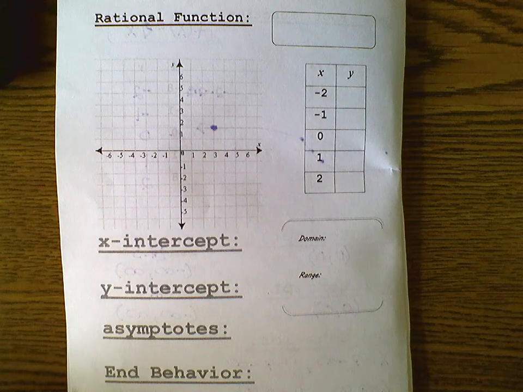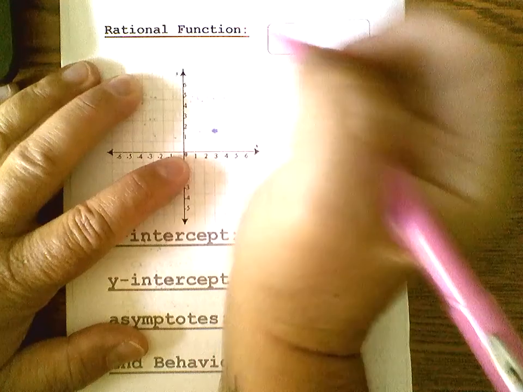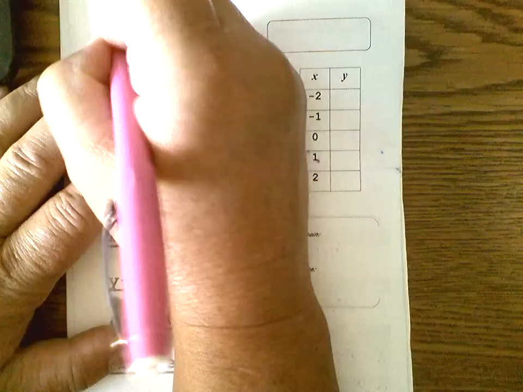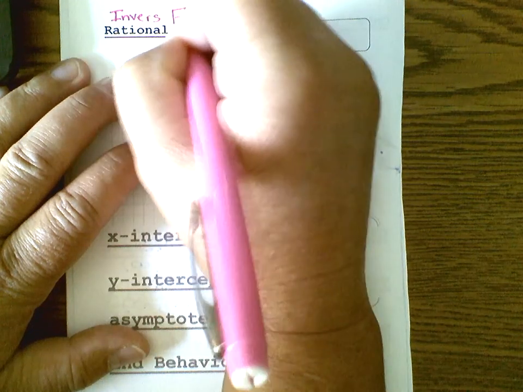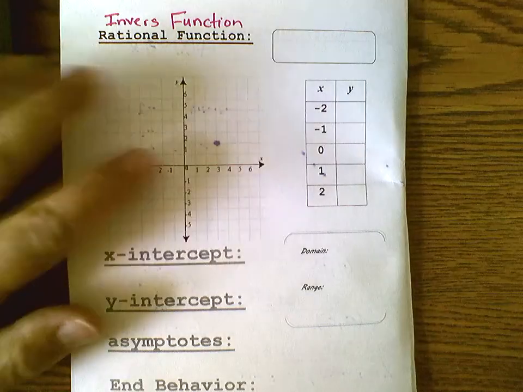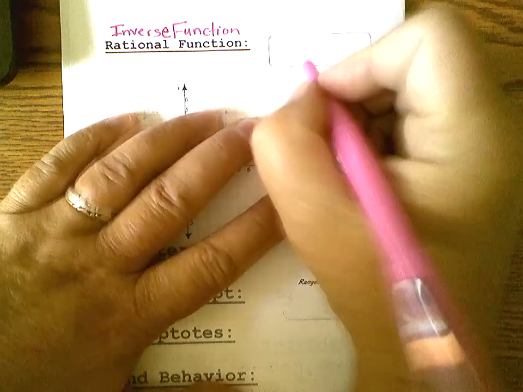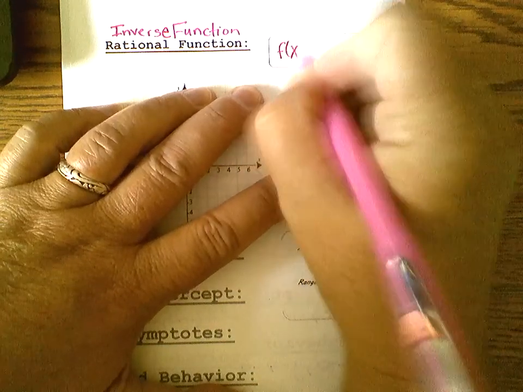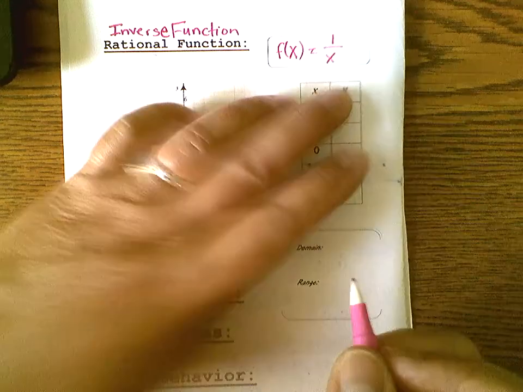Phew, 2 more to go, guys. So next up is the rational function, and it's a little wacky. This is also called the inverse function. Okay, so this one is f of x equals 1 divided by x.